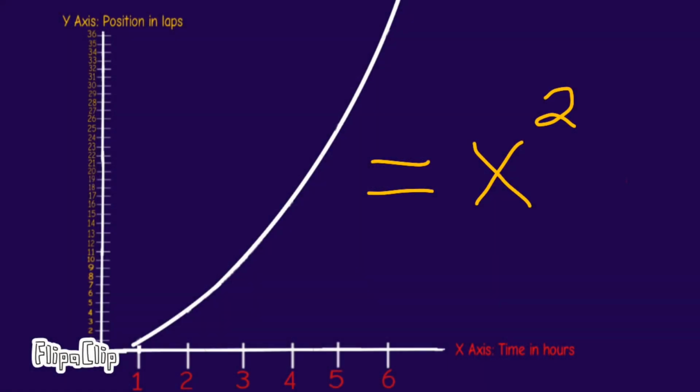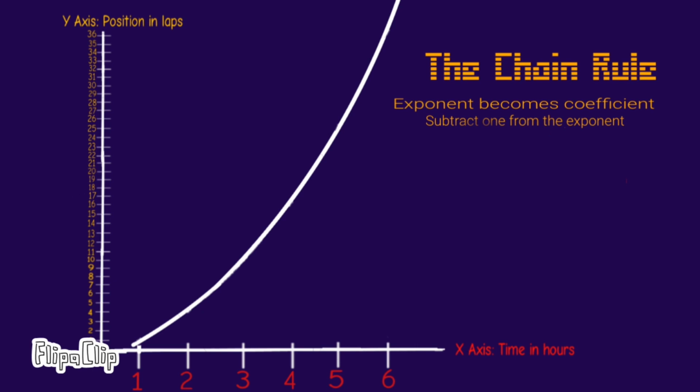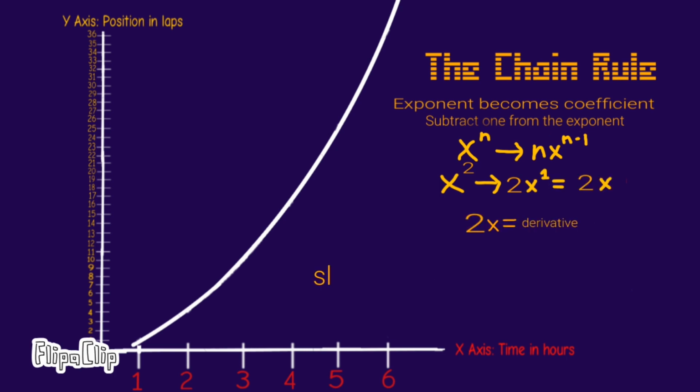The easiest way is to use the function. This graph is actually the graph of x squared, and now that we have the function, we're going to use what's called the chain rule. In the chain rule, the exponent becomes the coefficient, and then you subtract 1 from the exponent, so x squared becomes 2x. Plug in any point you want, and you'll find the speed of the car at that point.